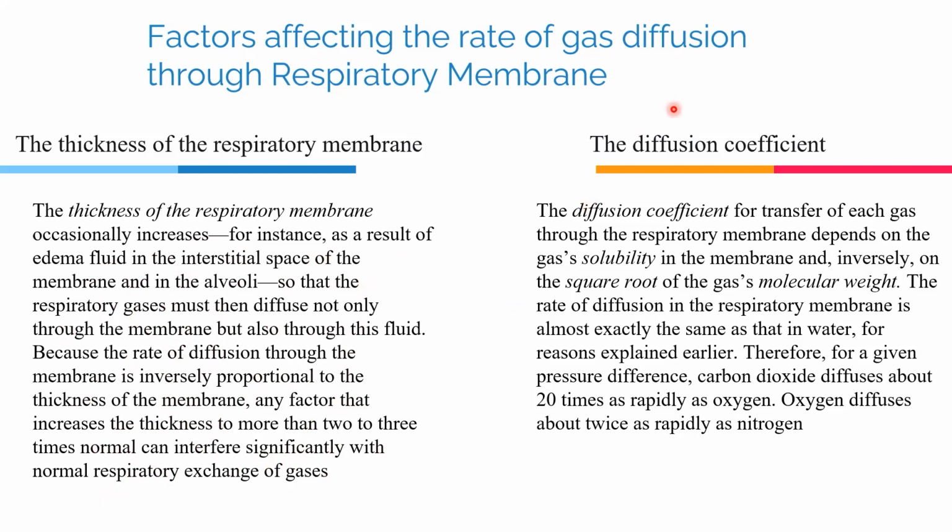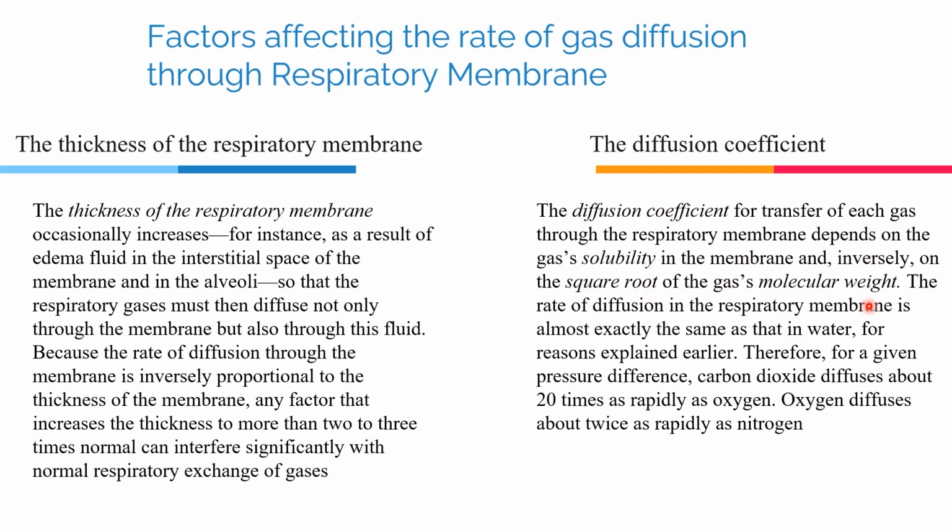Next factor that we'll look into is the diffusion coefficient. The diffusion coefficient for transfer of each gas through the respiratory membrane depends on the gas's solubility in the membrane and inversely on the square root of the gas's molecular weight. As we have already seen in the previous formula, the diffusion coefficient is directly proportional to the solubility of the particular gas divided by the square root of molecular weight.